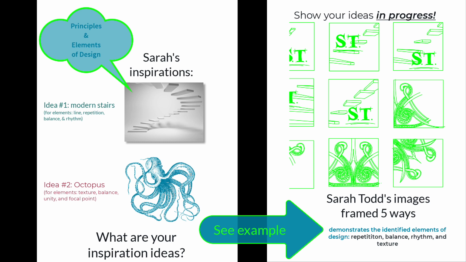In Sarah Todd's example, she chose two different inspiration photos. The stair photo focuses on the elements of line, repetition, balance, and rhythm, whereas the octopus image represents texture, balance, and unity. Look at Sarah Todd's execution of the elements of design on the right side of the screen. Her thumbnail sketches successfully explore her understanding of the following elements: repetition, balance, rhythm, and texture.